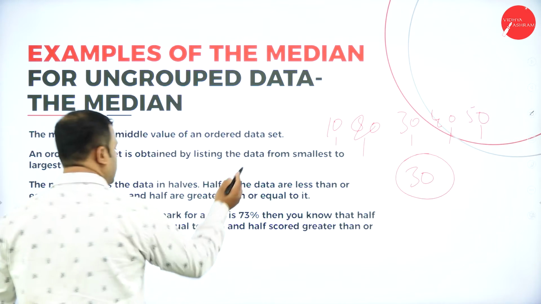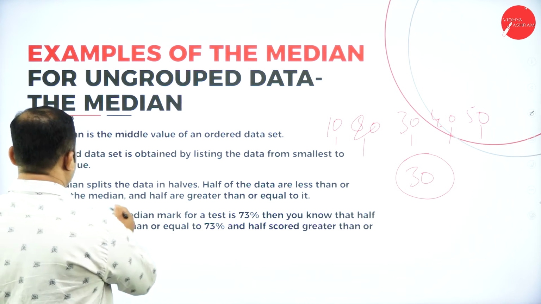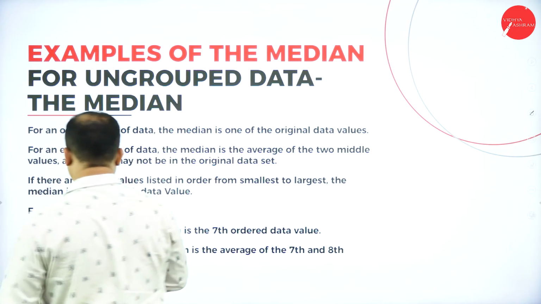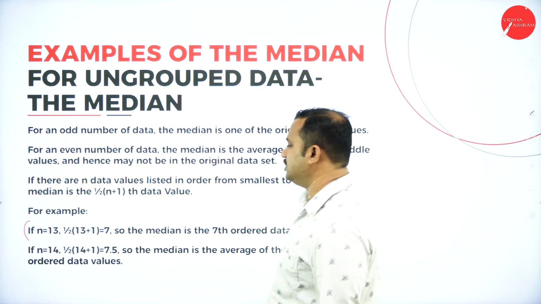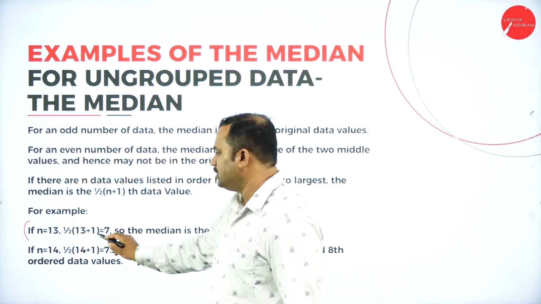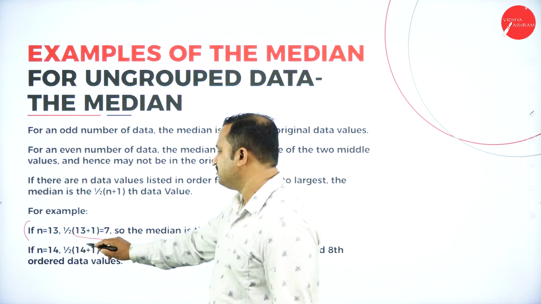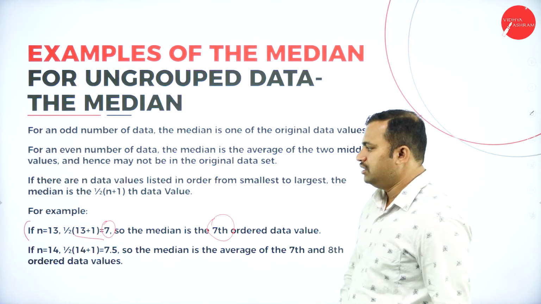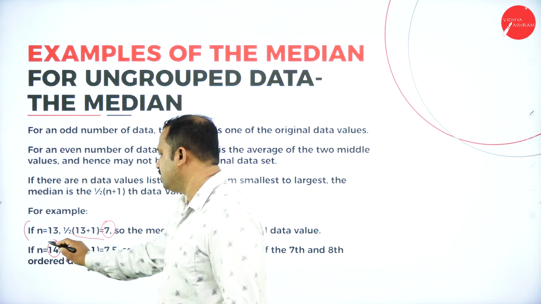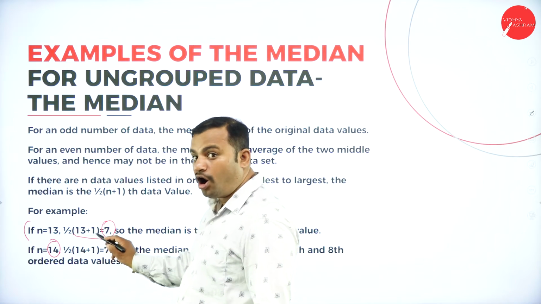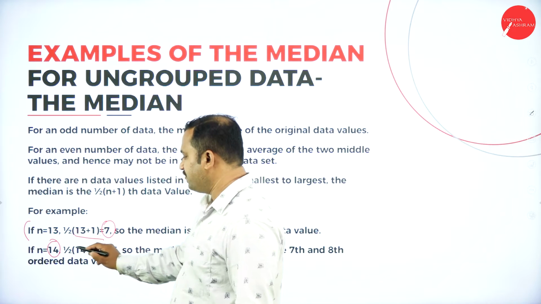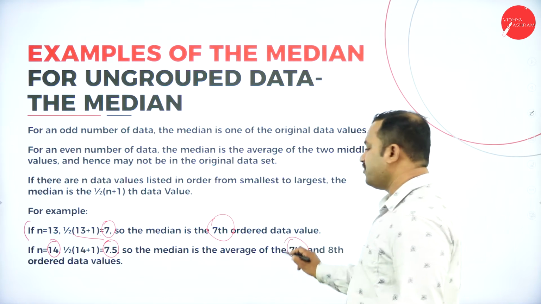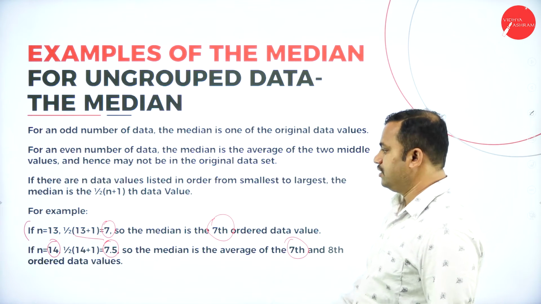If that is the case, let me take up one of the examples here. The same thing is explained here in terms of theory. N is equal to 13. 13 plus 1 is what? 14. 14 by 2, the entire thing divided by 2, is equal to 7. So the median is the 7th ordered data value. Where N is equal to 14, 14 plus 1 is equal to 15, an odd number. 15 by 2 is equal to 7.5. So the median of this is the 7th; we will take the floor of that for the order.